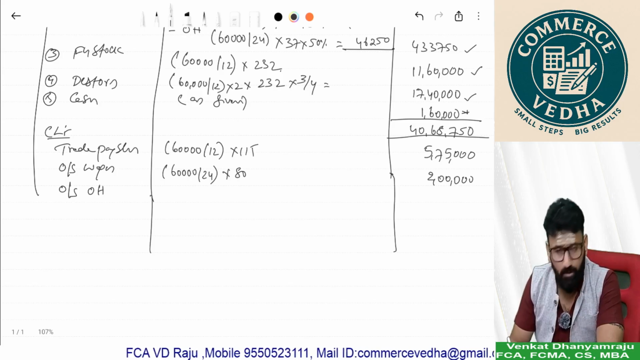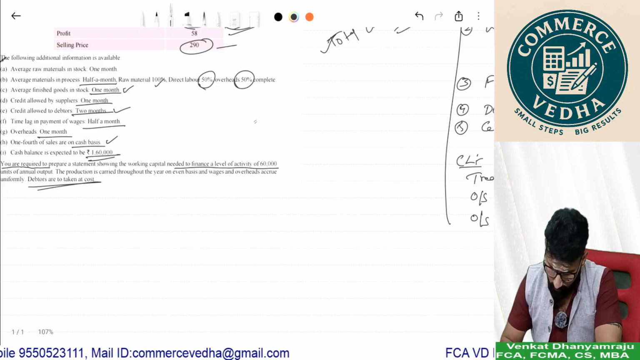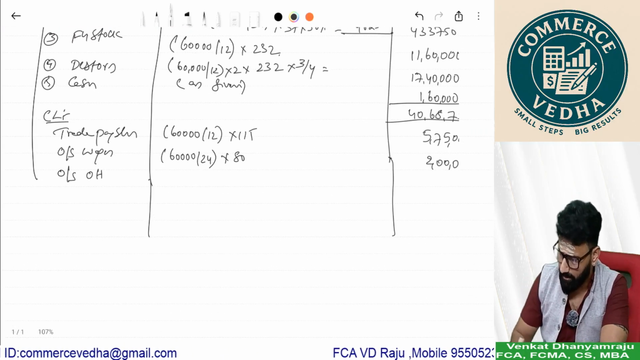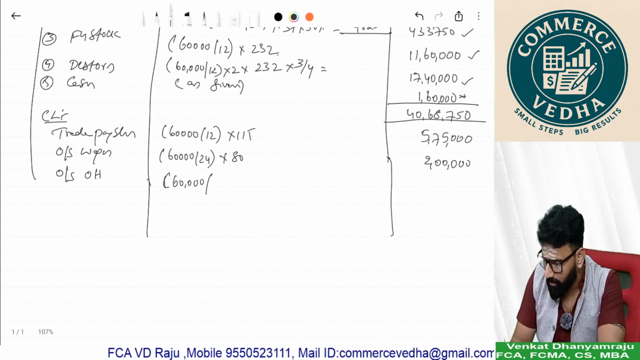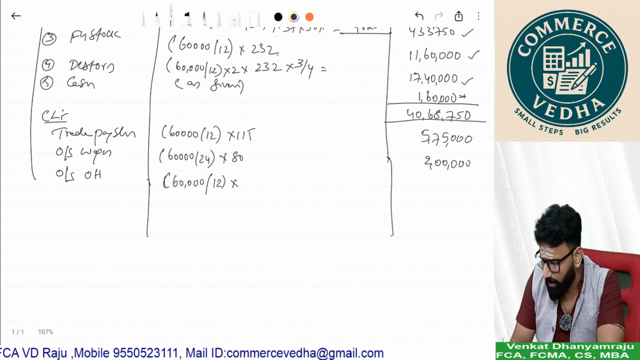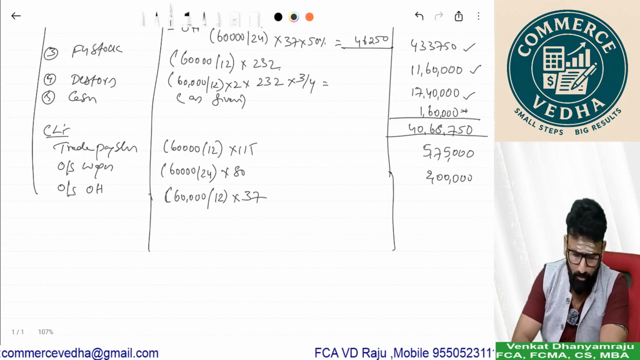And overheads, 1 month. Is it 1 month? Yes, overheads have a 1 month lag. So you can pay 1 month after incurring the expense. So 60,000 by 12 into 37.